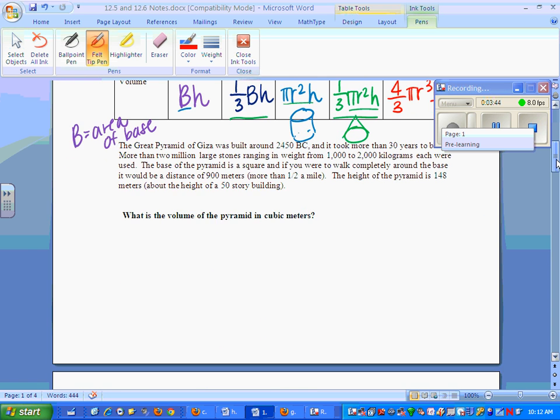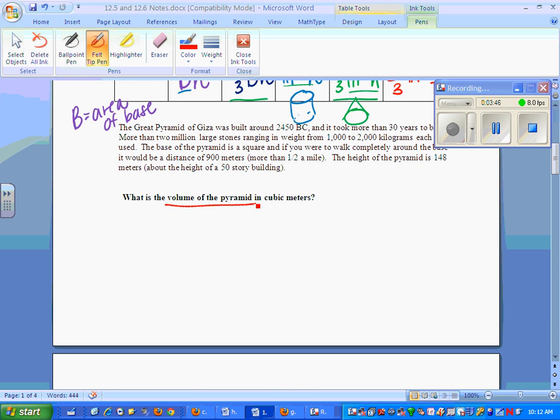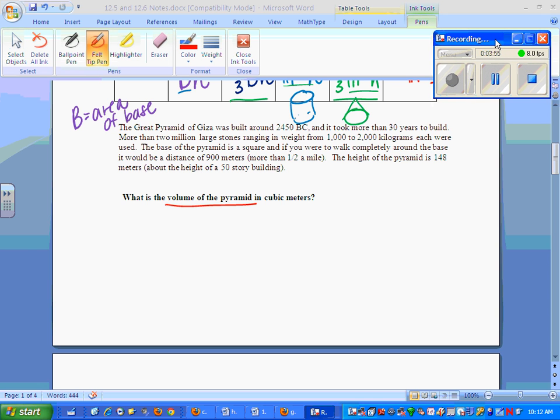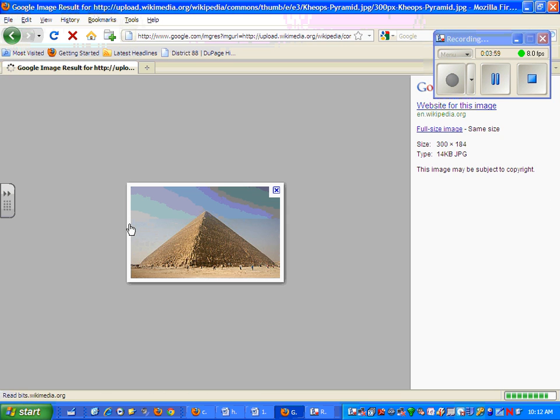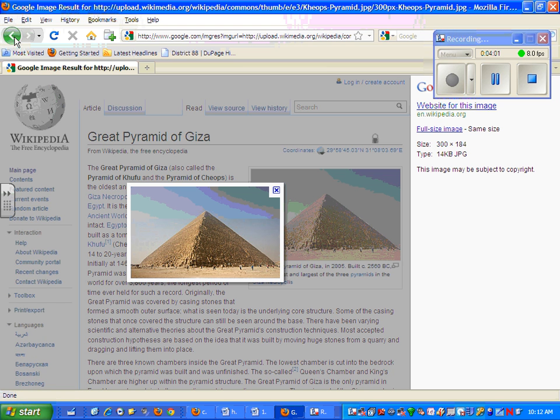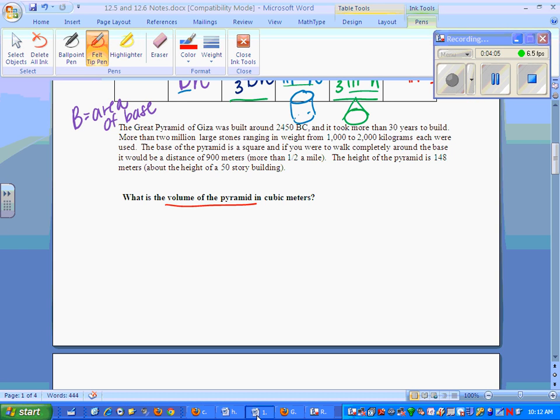Alright, let's see an example of the volume of a pyramid. The Great Pyramid of Giza was built around 2450 BC and took more than 30 years to build. This is actually one of the 7 wonders of the world. Here's a picture, if you were curious. It's not made up. More than 2 million large stones, each weighing 1 to 2 kilograms, were used.